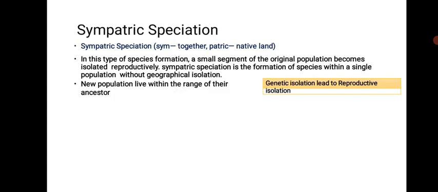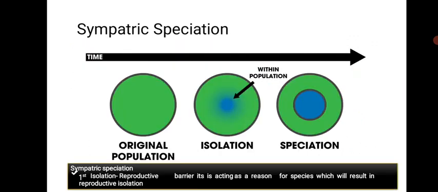In sympatric speciation, sym means together and patric means native land. In this type of species formation, a small segment of the original population becomes reproductively isolated. Sympatric speciation is the formation of species within a single population without geographic isolation, and the new population lives within the range of their ancestor. Here in this picture we can see the original population, isolation within the population, and speciation can occur.